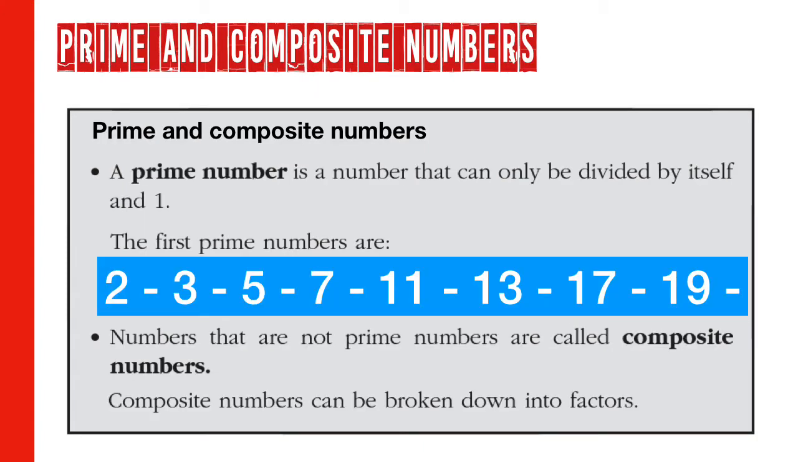Prime and composite numbers. A prime number is a number that can only be divided by itself and 1. The first prime numbers are 2, 3, 5, 7, 11, 13, 17, 19, and so on. Numbers that are not prime numbers are called composite numbers. Composite numbers can be broken down into factors.